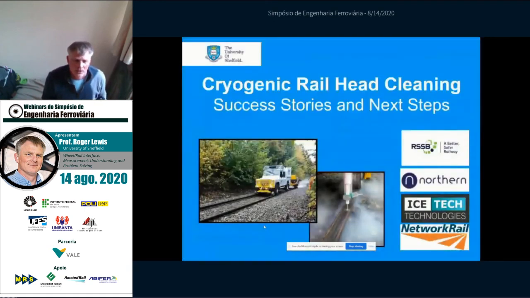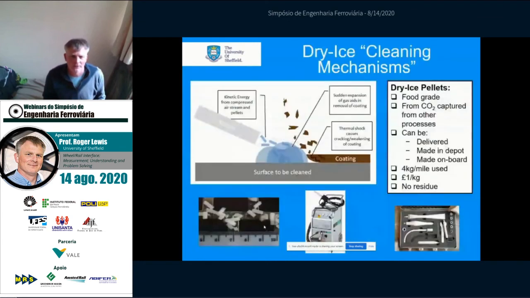Finally, though, how do we deal with the leaf problem? The industry for many years in the UK has used water jetting as a leaf layer removal method. This involves use of a very bulky train with 2 locomotives and a lot of water wagons. There's a lot of pressure now to reduce water usage, so the rail industry are looking for alternative systems, and we've started developing one that's based around the use of dry ice pellets.